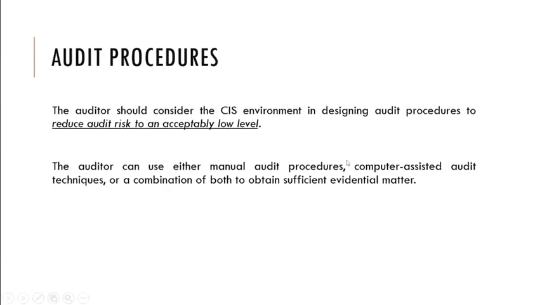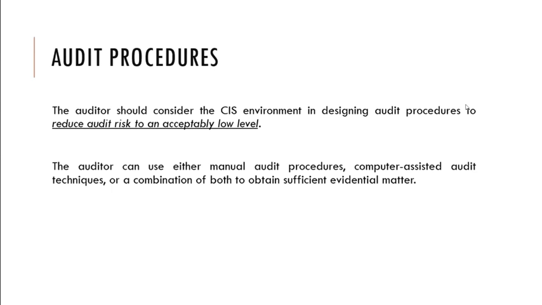And then audit procedures: the auditor should consider the CIS environment in designing audit procedures to reduce audit risk to an acceptably low level. You have heard this repeatedly in auditing theory, reduce risk to an acceptably low level. The auditor can use either manual audit procedures, computer-assisted audit procedures or CAATs, or a combination of both to obtain sufficient evidential matter. So it is not necessarily true that if your client is in a CIS environment, you must always use CAATs.